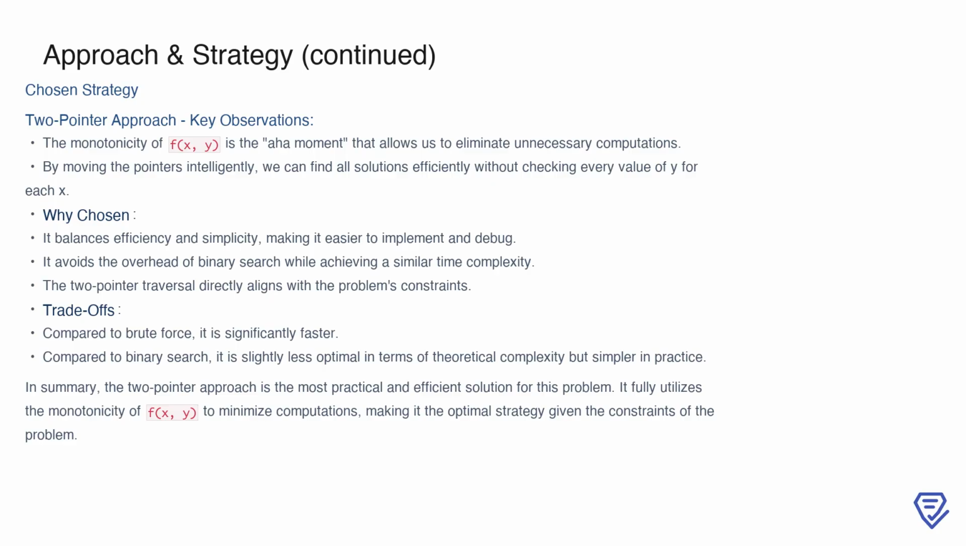This approach strikes a balance between simplicity and efficiency. It avoids the overhead of implementing binary search while achieving a comparable time complexity. Furthermore, the two-pointer method directly aligns with the problem's constraints, making it both practical and effective. In summary, this strategy fully leverages the properties of the function to minimize computations, making it the optimal choice for solving the problem efficiently and cleanly.